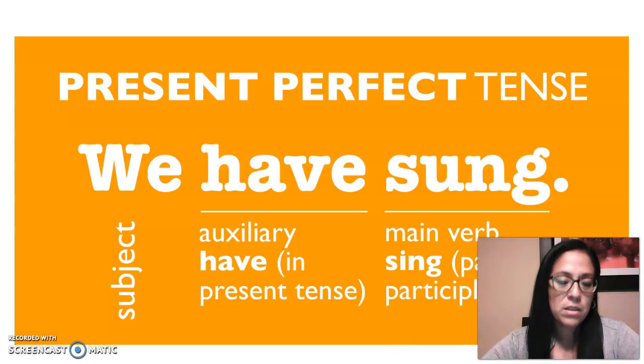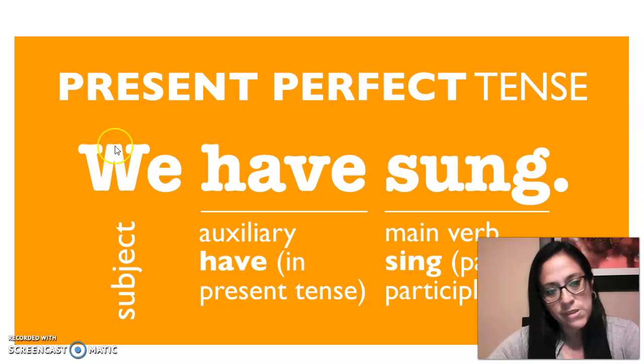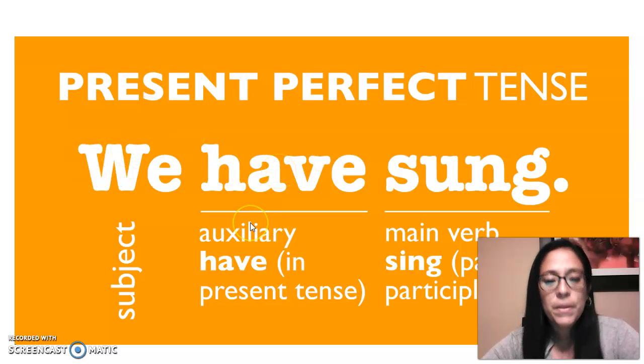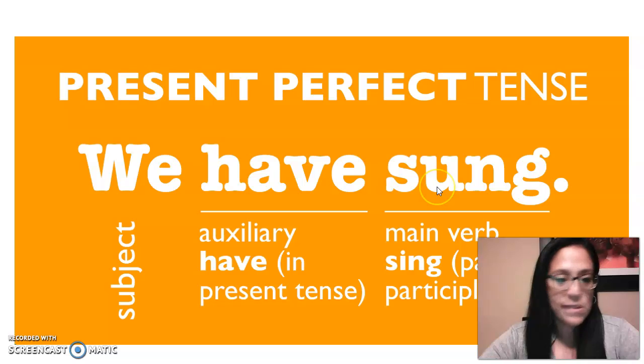We have sung. So when we want to form the present perfect, we have to, of course, use the subject. Then we have to use the auxiliary have. And then we have to use the past participle of the verb. So this is really important. Remember, we don't use the simple past. We have to use the past participle.